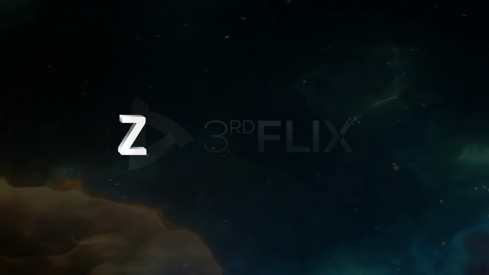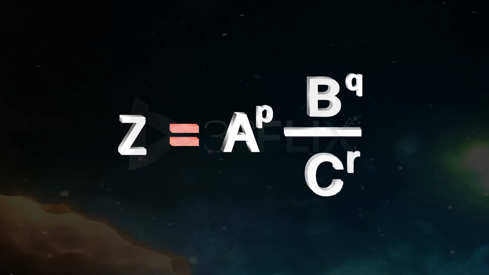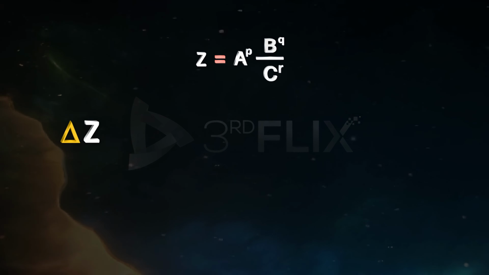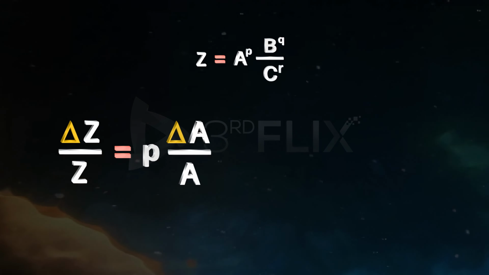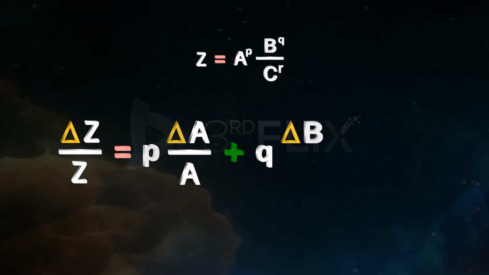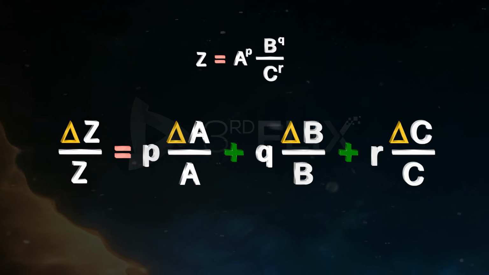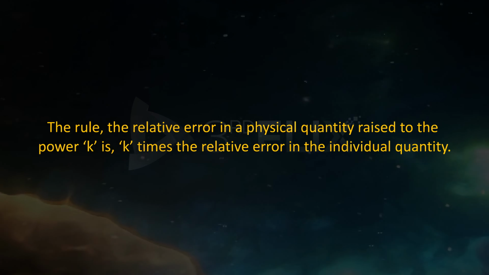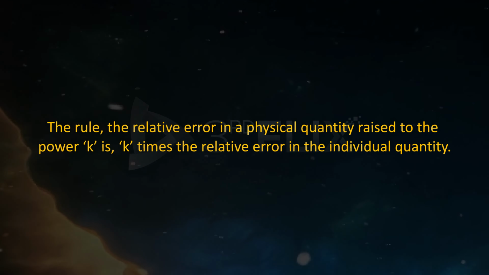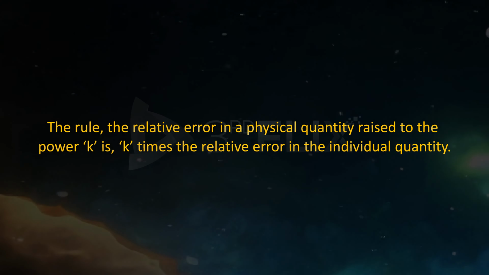In general, if Z is equal to A power P into B power Q by C power R, then delta Z by Z is equal to P into delta A by A plus Q into delta B by B plus R into delta C by C. Hence the rule, the relative error in a physical quantity raised to the power k is k times the relative error in the individual quantity.